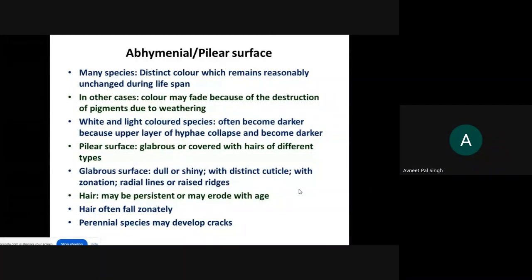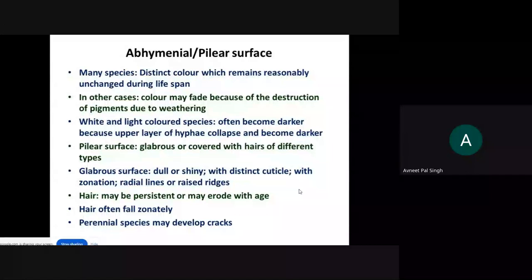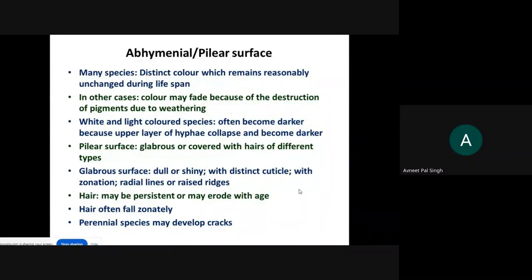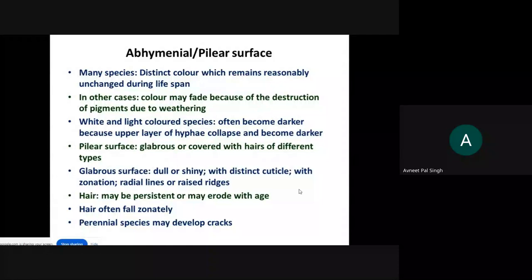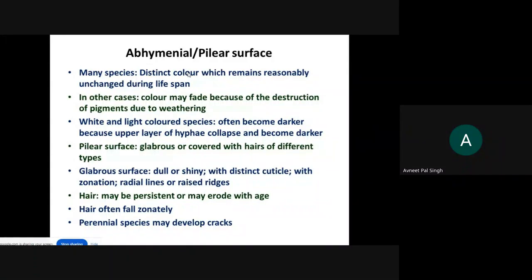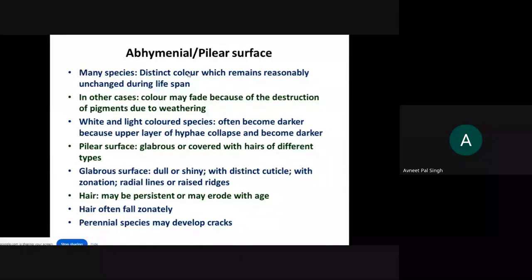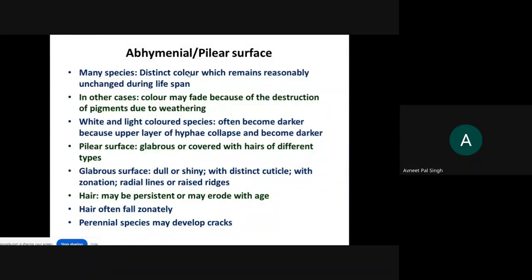In certain forms where we have effused reflexed fructification and pileate fructification, we have another surface which does not produce spores. It is called the abhymenial surface, or pileal surface if the pileus is produced. There are many species which have a very distinct color that remains unchanged during lifespan, while in other cases which are softer, the color tends to fade with age or with the drying of the fructification. So the first thing we need to know about is the color of the abhymenial surface.